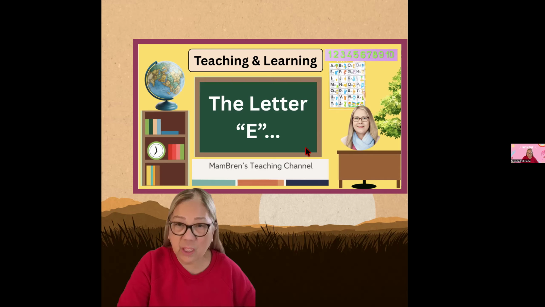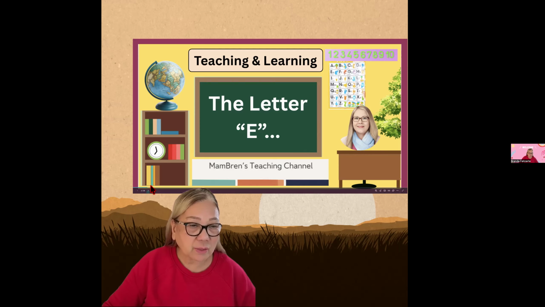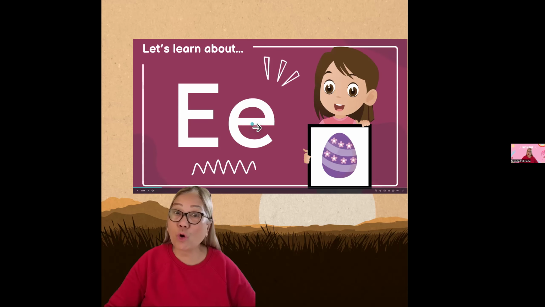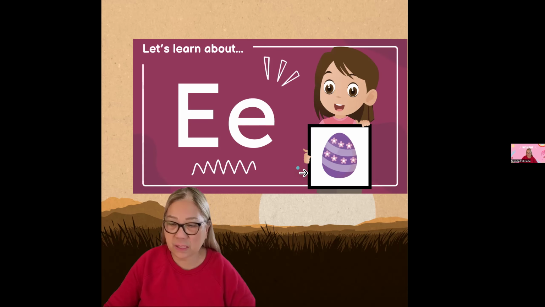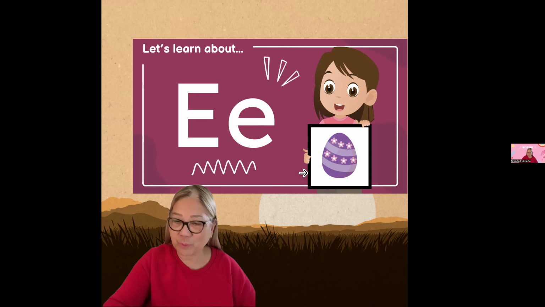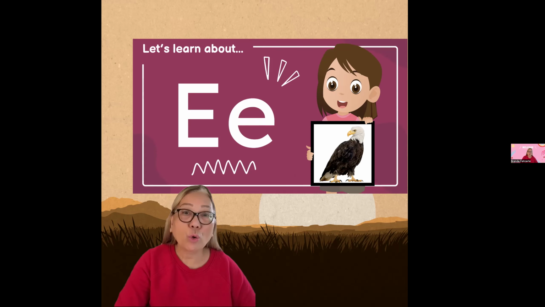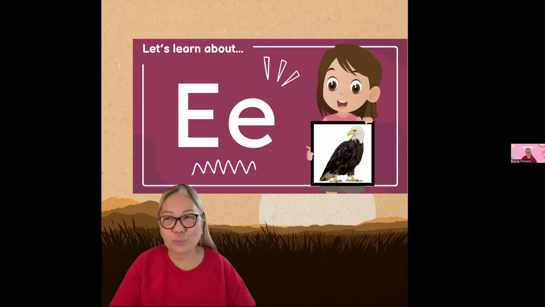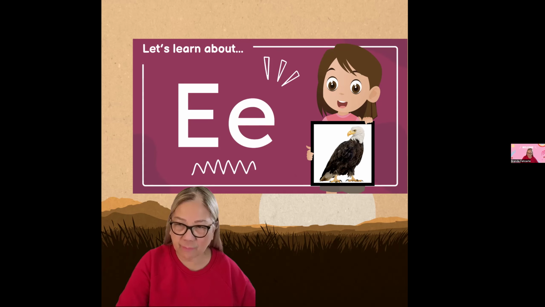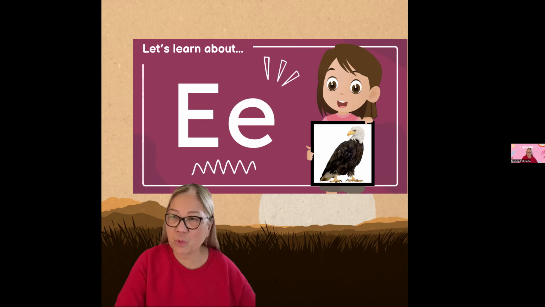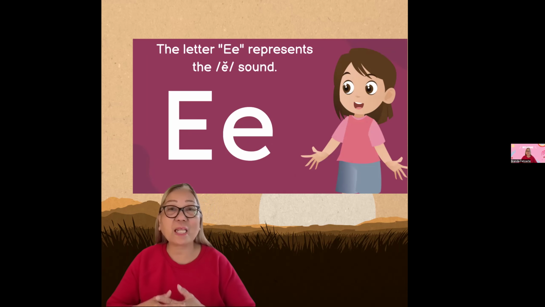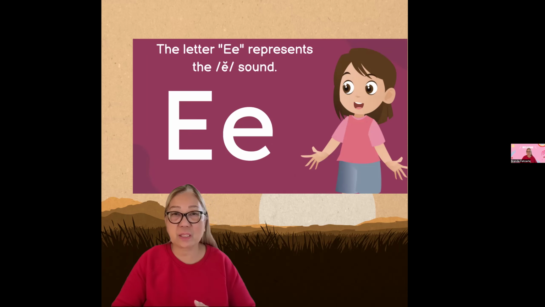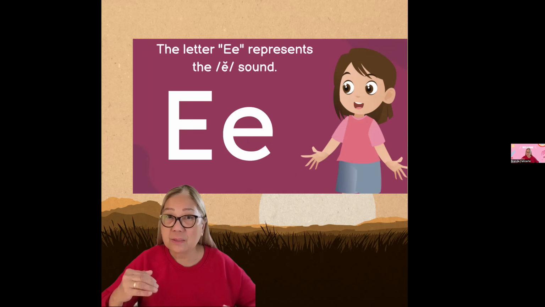It is the letter E. Let's learn more about the letter E as in egg. You have the picture of an egg, or E for eagle. The national bird of the United States is the eagle. We have also the most famous eagle in the Philippines, the Philippine eagle. The letter E represents the E sound.